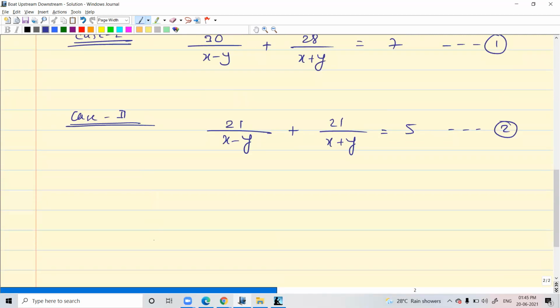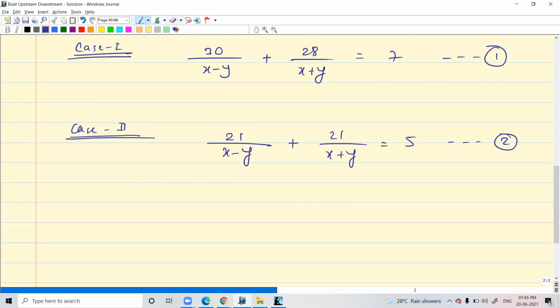Okay. So now we have our equations, and we have solved problems like this before. So assume one of them to be A and the other to be B. Let's say 1 by x minus y, I'm going to call it A. You can call 1 by x plus y also A, or 1 by x minus y also A, anything, okay? So let 1 by x minus y be A.